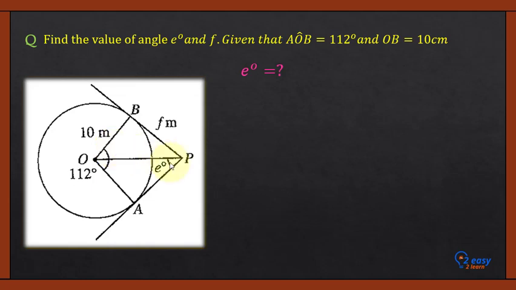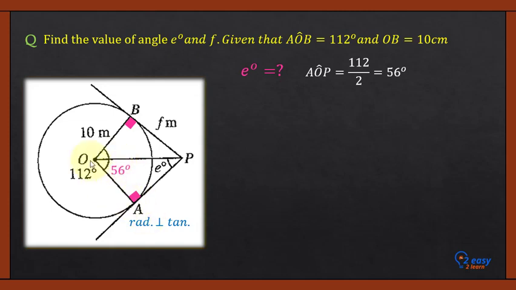So when we are going to calculate angle E, we are going to observe one more thing. This angle is 90 degrees. Do you identify which property is going to apply here? OA is the radius and AP is the tangent. So the radius is perpendicular to the tangent. That's why this angle is 90 degrees. If we divide 112 into equal halves, 112 divided by 2 is equal to 56. So this angle AOP is 56 degrees.